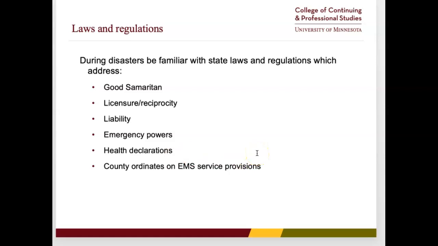During disasters, it's also important to be familiar with state laws and regulations which address Good Samaritan, which means if you come on an accident victim and you're not a doctor or a nurse, or even if you are, you do your best to take care of that person and they can't sue you. Licensure and reciprocity, as I mentioned earlier in New York City during the pandemic, they were very open about if you had a license, come in and work. We're not going to question it. We need all hands on deck.